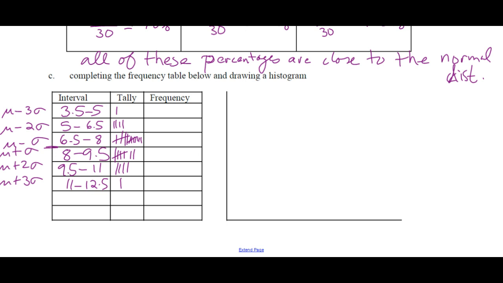6.5 to 8 is going to get filled up. Yeah, there's a lot, right? Well, it's in the middle, right? Anything in the middle, 6.5 to 8, is going to be pretty big, because that's the middle, it includes the mean, right? Because the mean is in there.